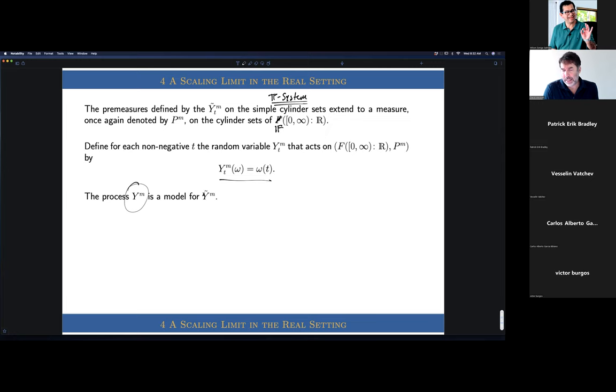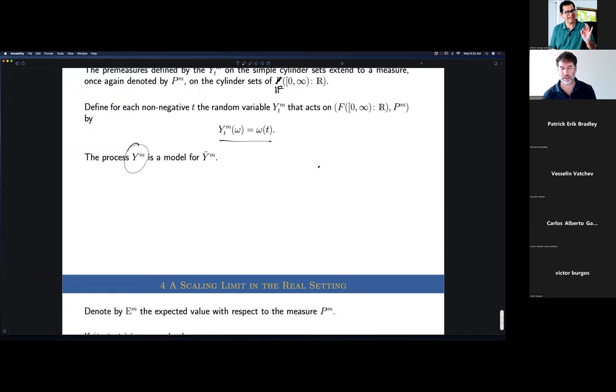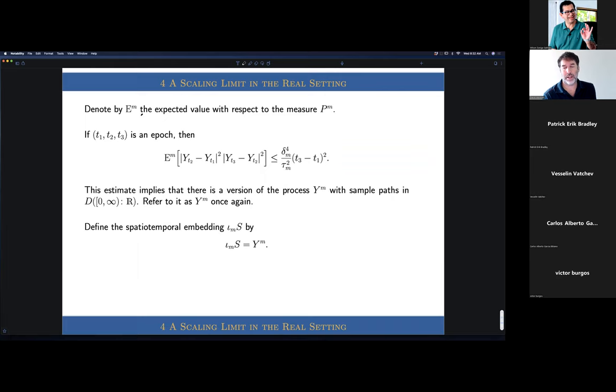We can ask, what about the convergence of these embeddings of this process to a Brownian motion? Well, let's denote by E_M the expected value with respect to this measure P_M, and take the triple t1, t2, t3 to be an epoch. This just means that 0 is less than t1, is less than t2, is less than t3. Now, this is less than or equal to this. And that's actually, in the real case, a very simple calculation. Remember, these are independent, and so this will end up being the product of the variances of these increments. The variance of the increments is t2 minus t1 times t3 minus t2.